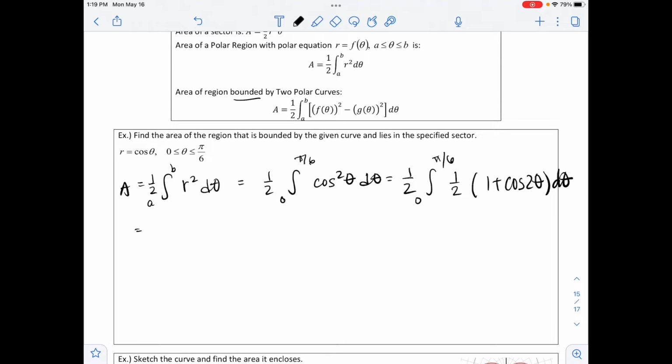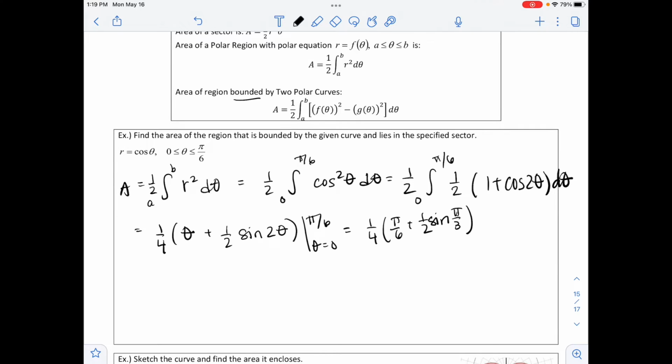And so you can pull out the 1/4 now. And integrating this, we're going to have the integral of 1 is just theta. And then the integral of cosine 2 theta is going to be positive 1/2 sine 2 theta. And we're going to evaluate this whole thing from theta equals 0 to pi over 6. And so for this, we would have 1/4 times pi over 6 plus 1/2 times sine of 2 times pi over 6, which would be pi over 3, minus 1/4 times 0 plus, and then sine of 0 would just also be 0.